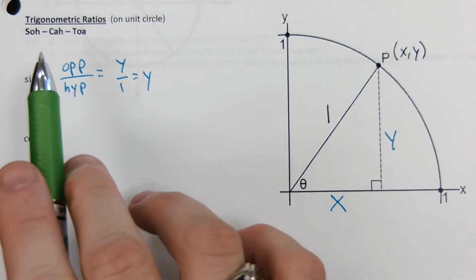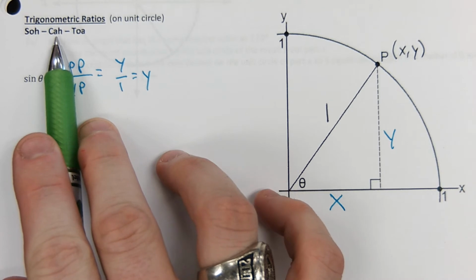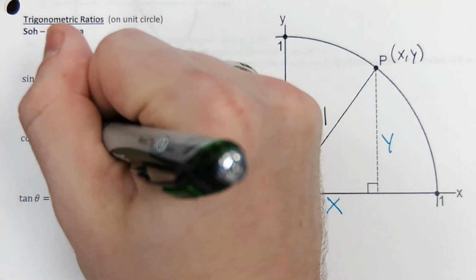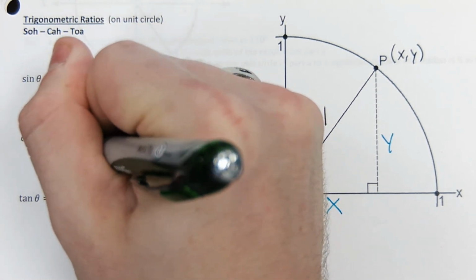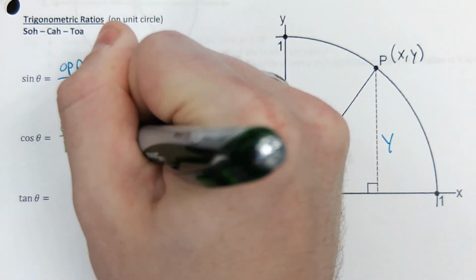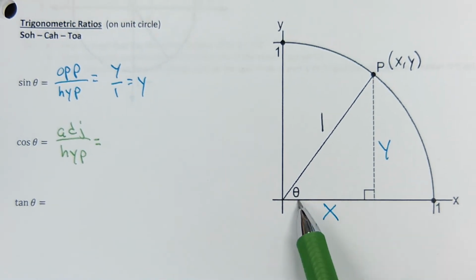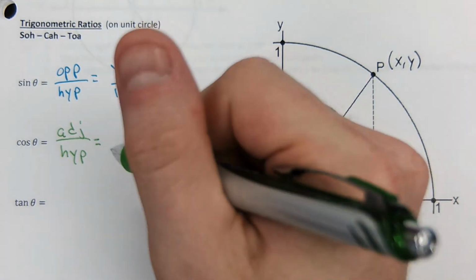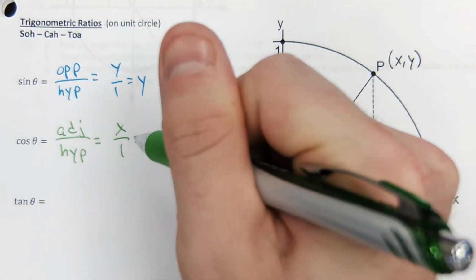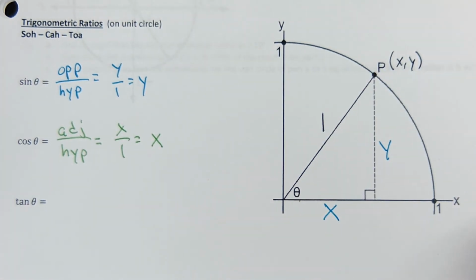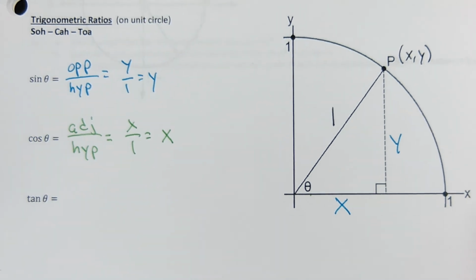Cool. Cosine. Let me grab the green pen. I'm feeling green. CAH. So cosine uses the adjacent side over the hypotenuse. So in our unit circle, we come back over to this picture and I ask you, what is the adjacent side to angle theta? It is x, and the hypotenuse is still 1. Which means in the unit circle, cosine of theta is x. Huh, interesting.